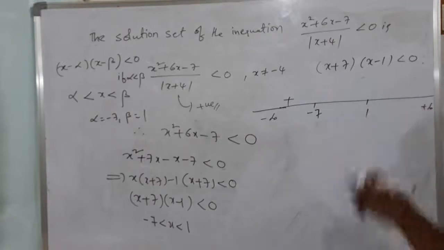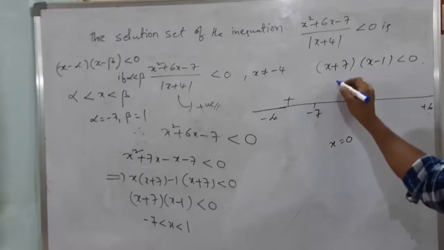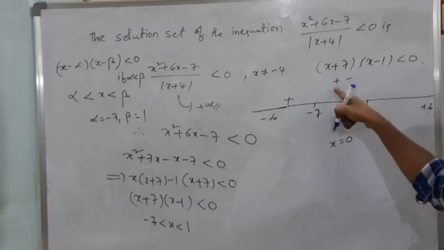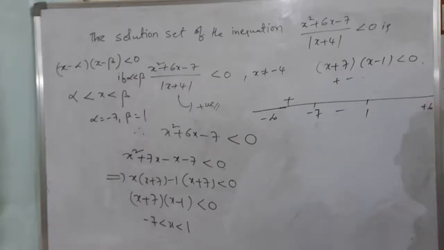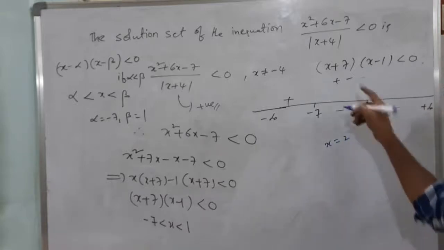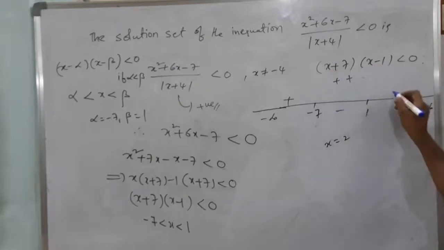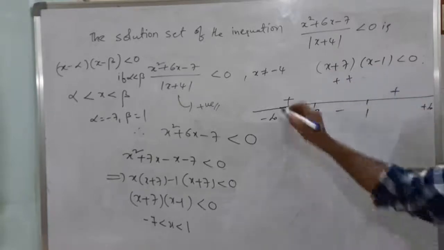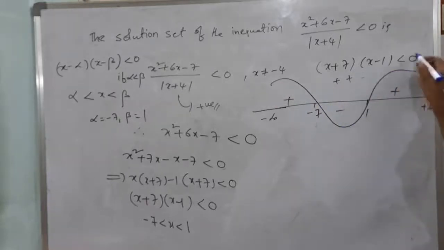Minus 7 to 1, any one real number you substitute, x equal to 0 you can substitute. 0 plus 7 is positive, 0 minus 1 is negative. Positive into negative is negative, right? Carefully you have to do. Next, after 1, any one real number you take, I will substitute x equal to 2. 2 plus 7 positive, 2 minus 1 also positive. Positive into positive is positive. So here positive, here negative, here again positive. But here what you want is that expression negative.